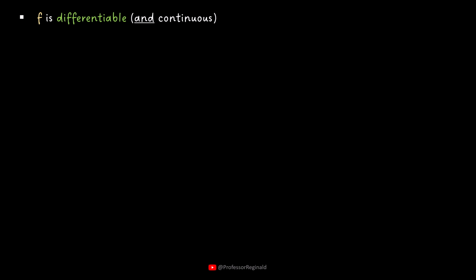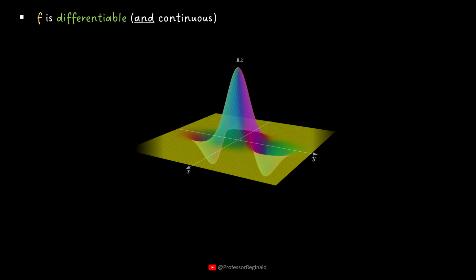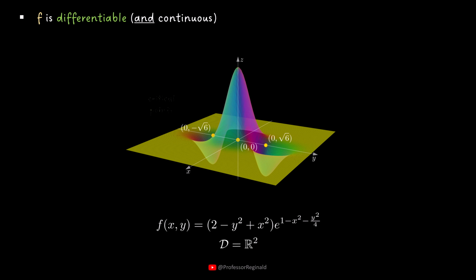Let us show another illustration involving relative extrema. Consider this graph of a function of two variables, which is defined on the entire real plane. These are the critical points of the function. These are points in the domain of the function where the partial derivatives of the function are 0.